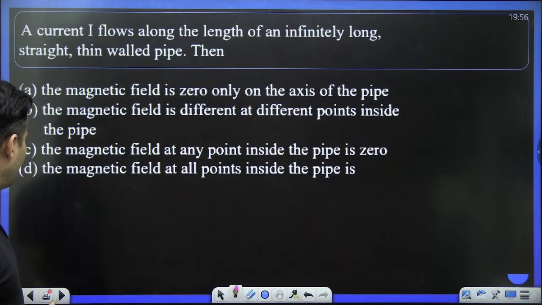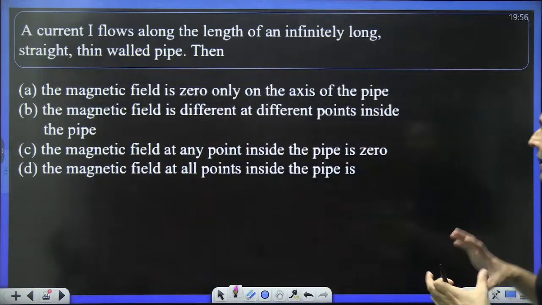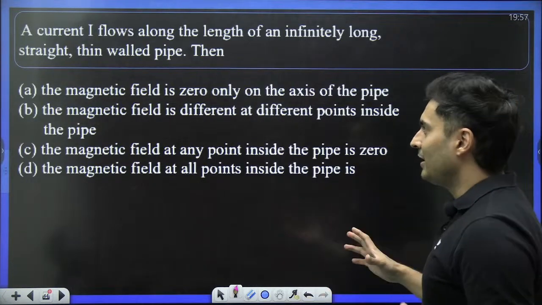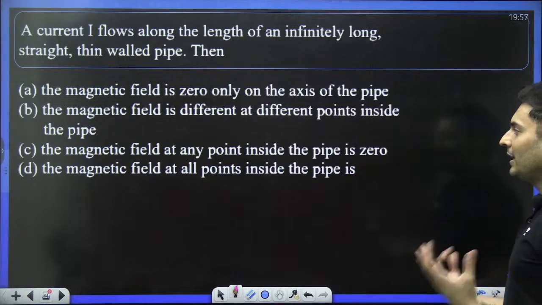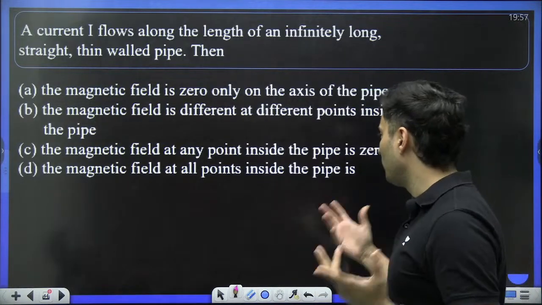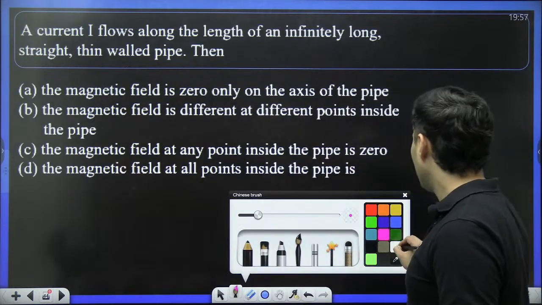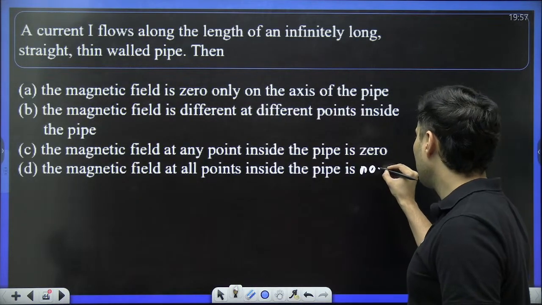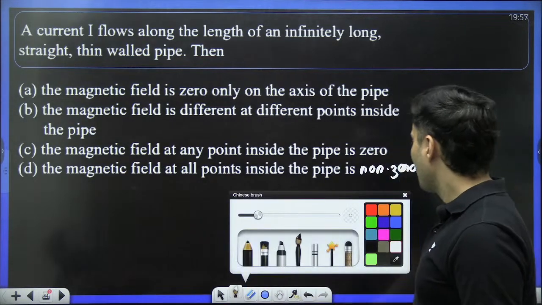A similar question was there in electrostatics also. Let's see if you can solve this. Imagine a current is flowing along a pipe. Then the magnetic field is 0 on the axis, magnetic field is different, magnetic field at any point is 0, or magnetic field at all points is non-zero. I think that word is missing, non-zero. So think about it. What must be the answer?